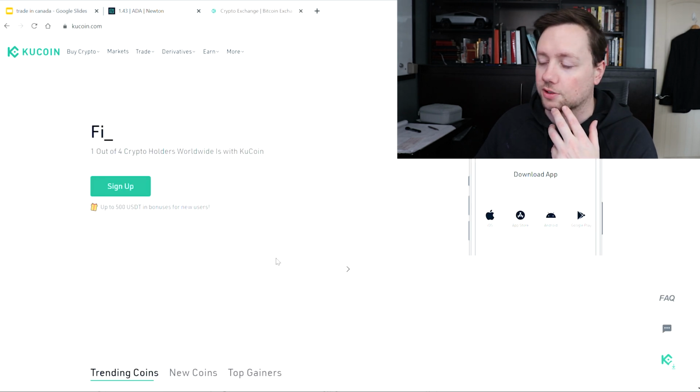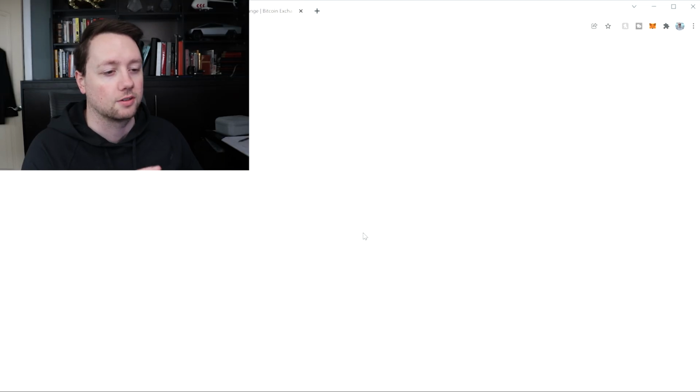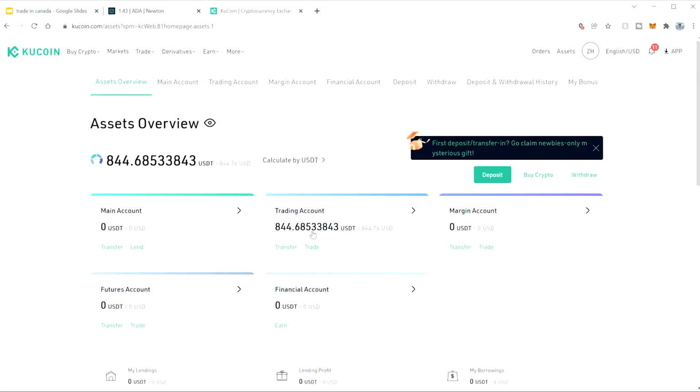And here's the dashboard for KuCoin. It's fairly simple. And once you create an account, you go over to your assets here, and you have a couple of different accounts that you can move your money between.